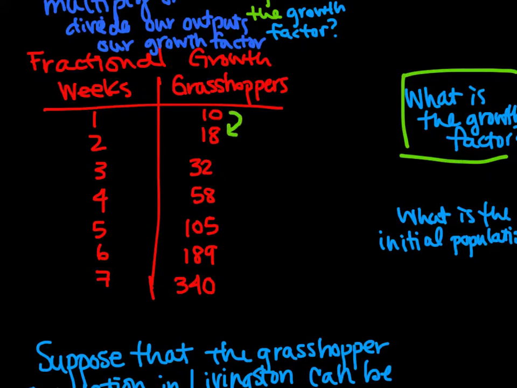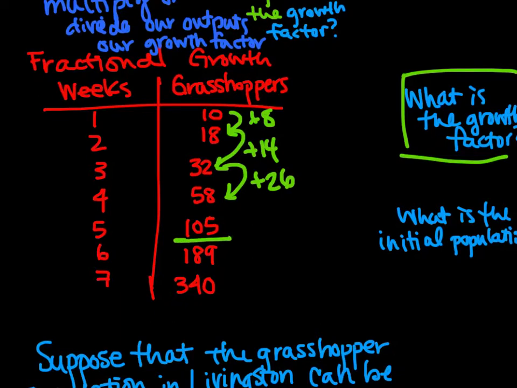I see that 8 is added to that 10, so this is like a plus 8 pattern, and then 18 to 32 is plus 14. So I'm not necessarily seeing any sort of rhyme or reason to this increase. We also know that growth factors typically happen in multiples or with division. So let's take a couple of numbers.